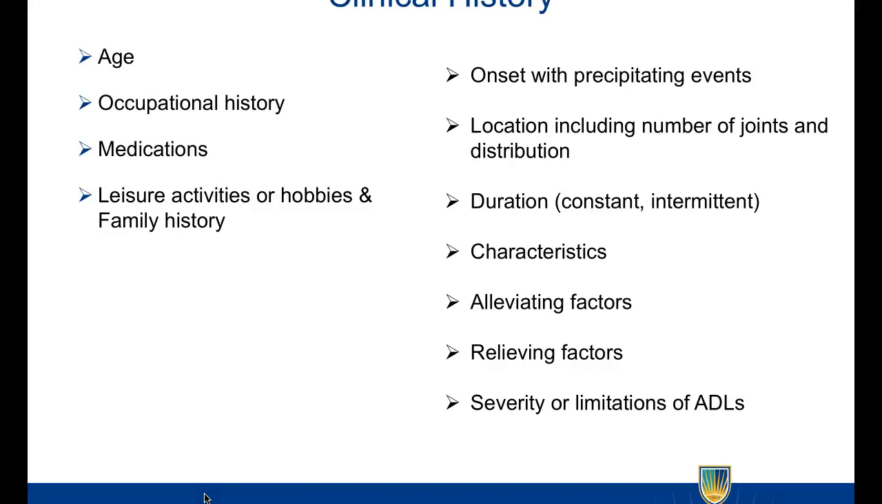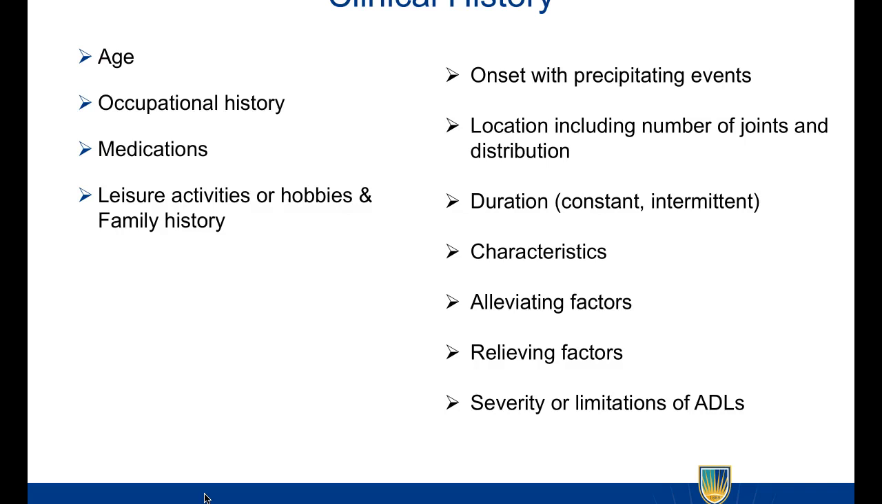So, clinical history. When evaluating musculoskeletal complaints, a thorough patient history is essential and should include the following: age, occupational history, medication, leisure activities or hobbies, family history, onset with precipitating events, location, duration, characteristics, alleviating factors, relieving factors, and severity or limitation of activities of daily living.